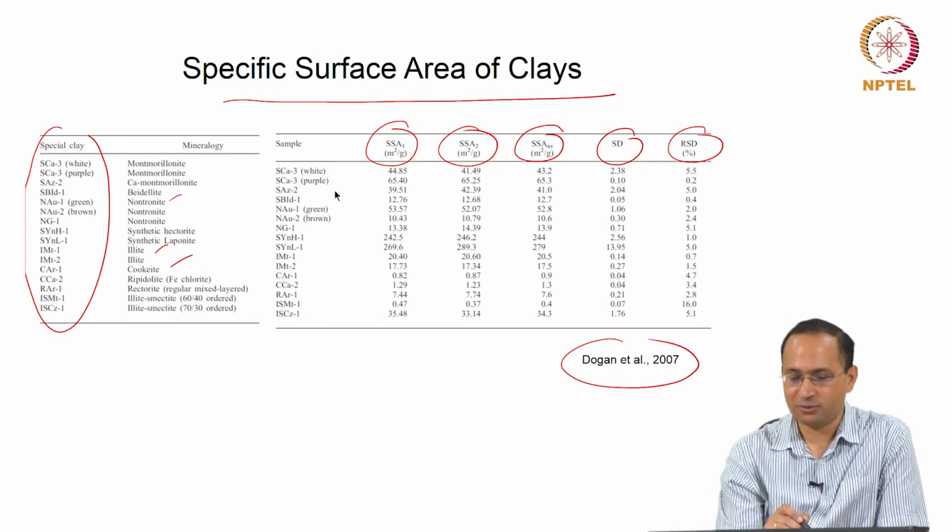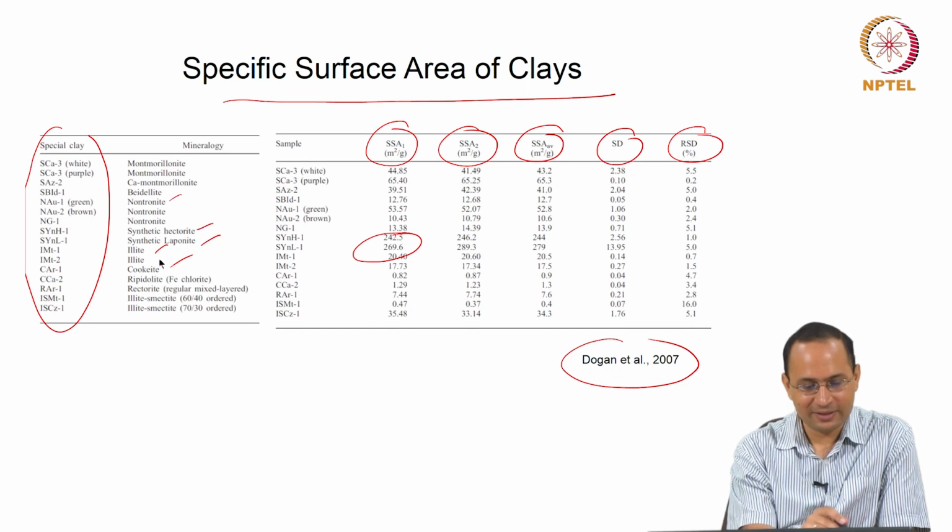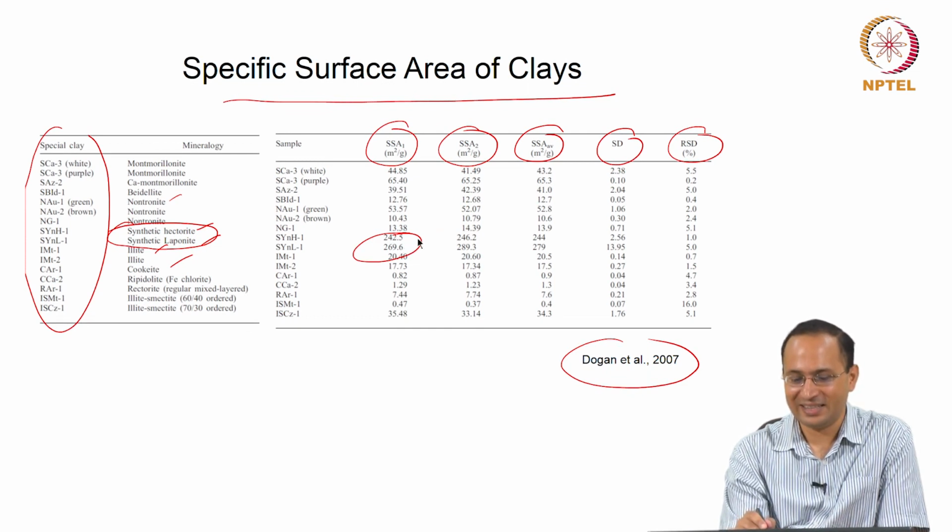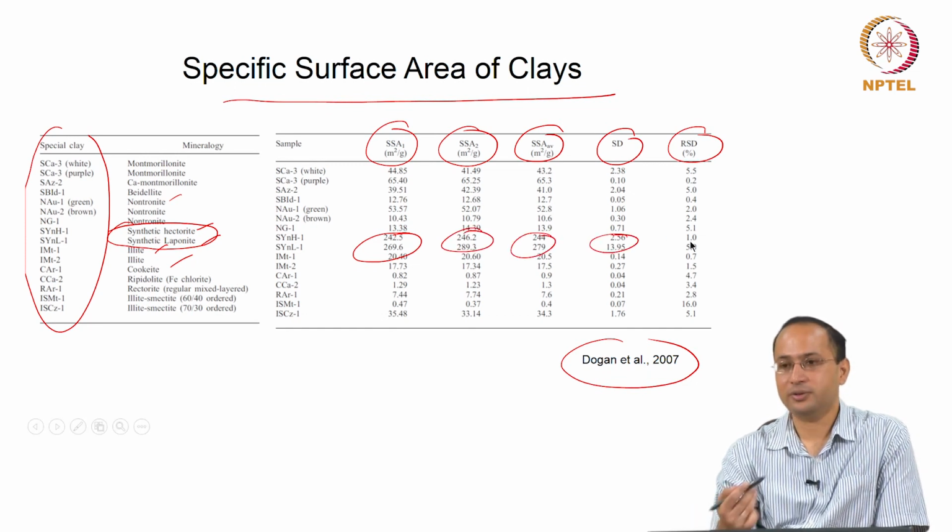Here different clays were studied, you can see the values. In some cases you have high values also, like synthetic clays. See the difference is SY, this is synthetic. You see the values are higher, these are the synthetic clays. Yeah. So, you can use this nitrogen adsorption to determine the surface area of clays.